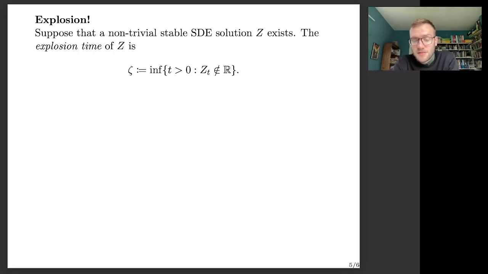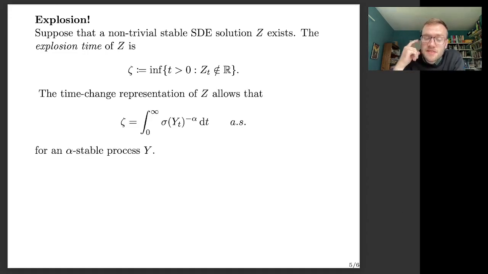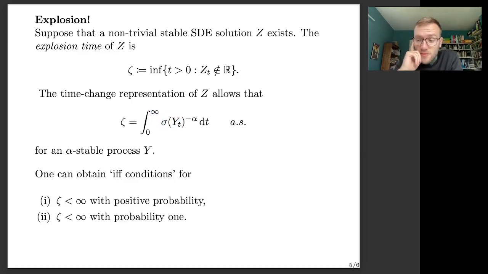But for a solution process, it's not necessarily true. The time change representation that I mentioned allows an equivalent representation of the explosion time. It's an integral from time 0 to time infinity over sigma applied to a stable process, sigma to the minus alpha. Once one has this integral representation, one can define if and only if conditions for explosion, that is zeta being finite with positive probability or with probability 1. The conditions are integral tests, they're deterministic.